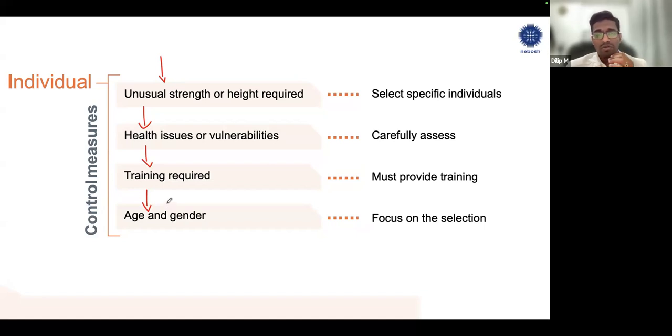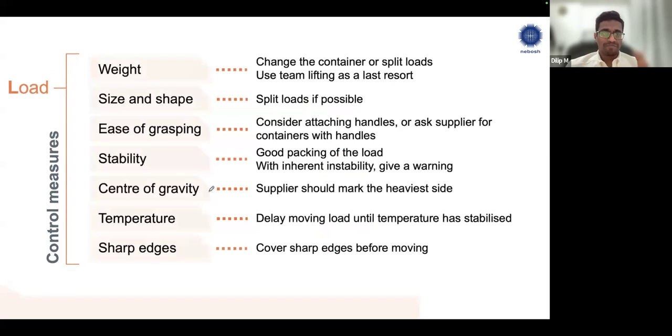So if unusual strength or height is required, then accordingly you select the individuals, and carefully assess so the person does not have any history of or other symptoms of manual handling injuries. Training must be provided on safe lifting and handling techniques, and then focus on the selection in terms of age and gender. The third risk factor is the load.